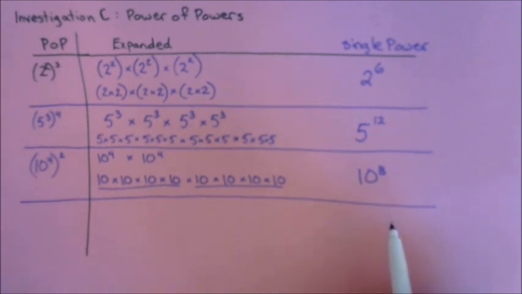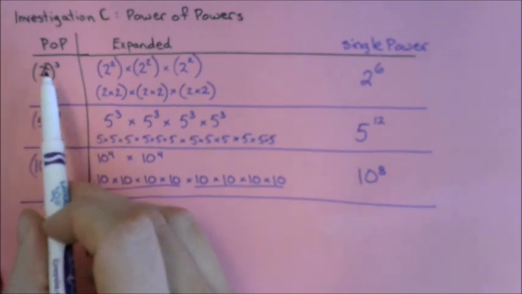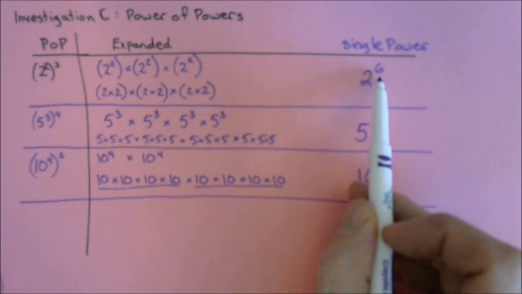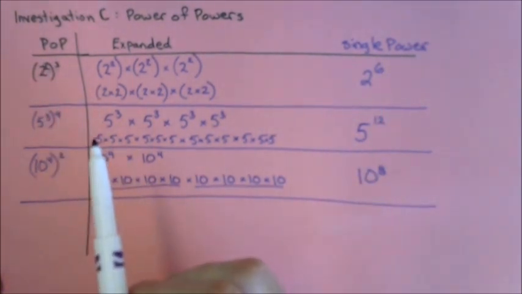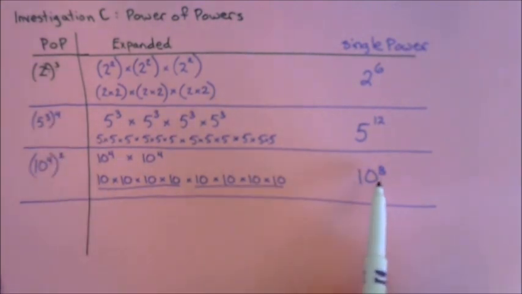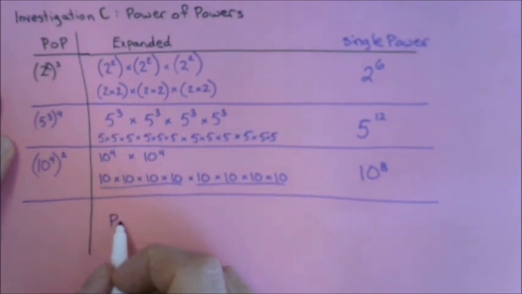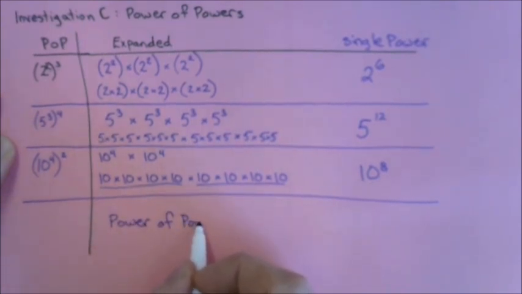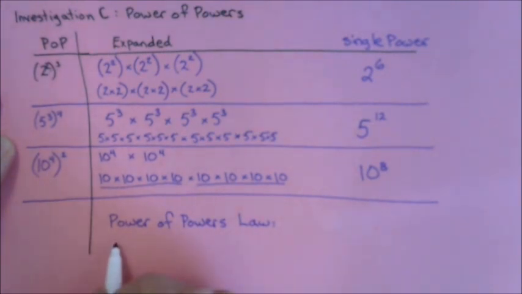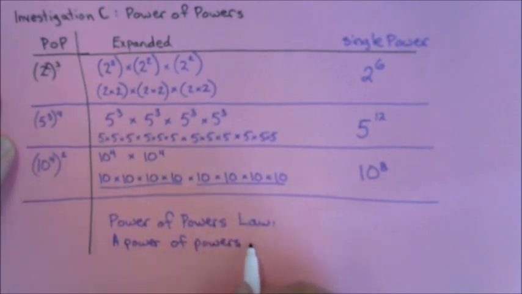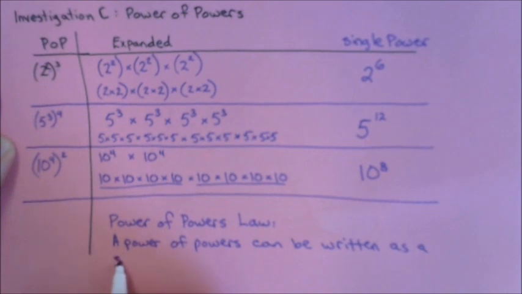And you should have been able to make the connection between the exponents in the power of powers column and the exponent in the single power. All we've done to get the power of 6 here is multiply 2 times 3. To get the power of 12, 3 times 4. To get the power of 8, 4 times 2. So the power of powers law is as follows. A power of powers can be written as a single power by multiplying the exponents.